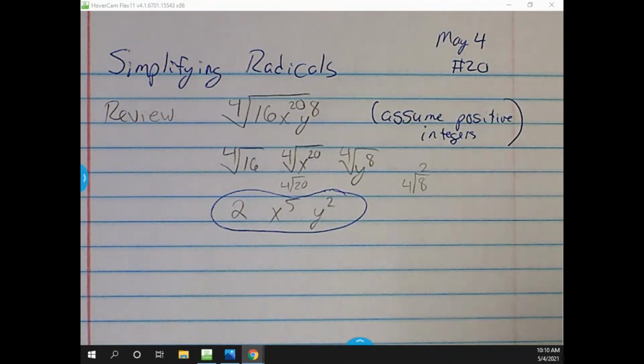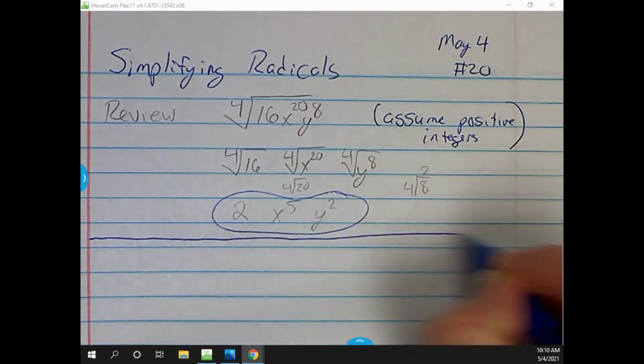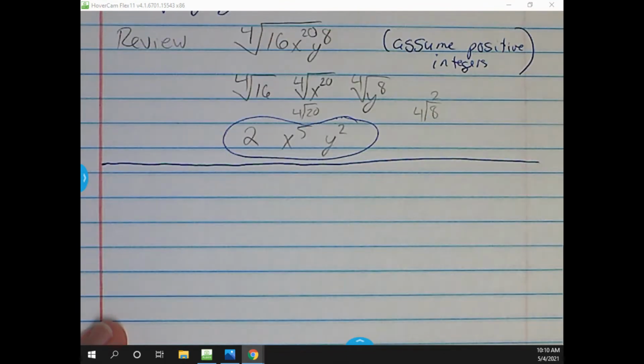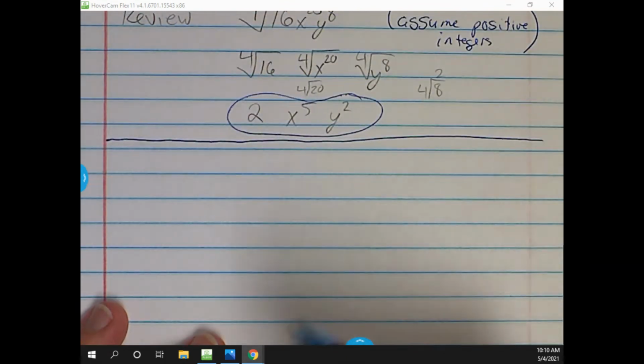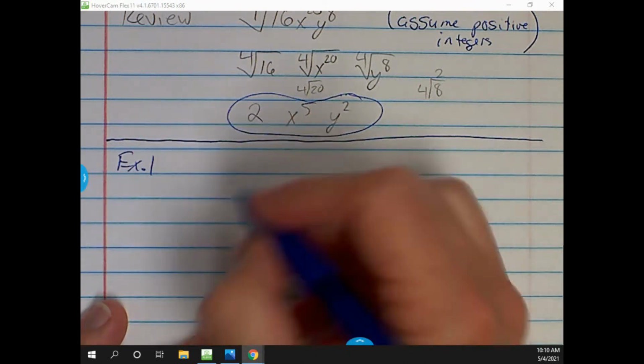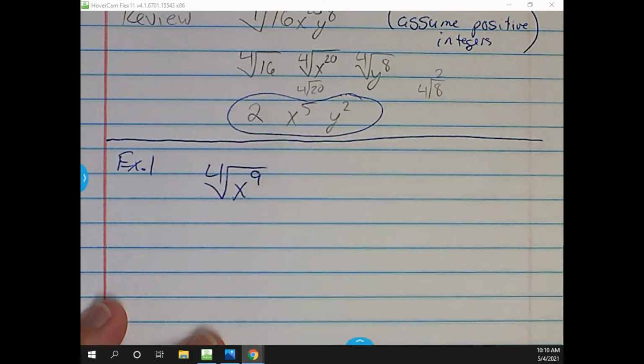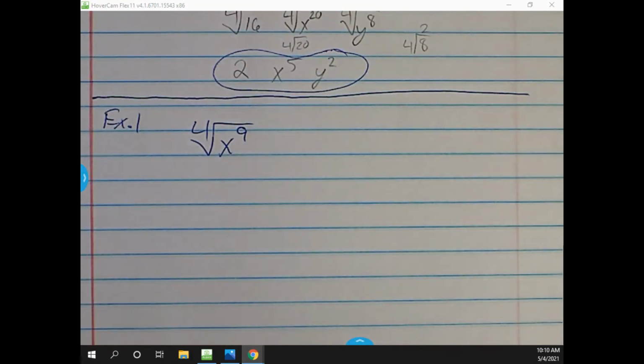Okay, so here's what we're going to do today. When we go through these problems, we're still going to have the same setup, but it's not going to come out to be these nice, perfect answers. The answers are going to be just a little bit imperfect. We're still going to assume everything is positive integers. So first, let's do the fourth root of x to the 9th power. We're going to show you what having just one number different here does.